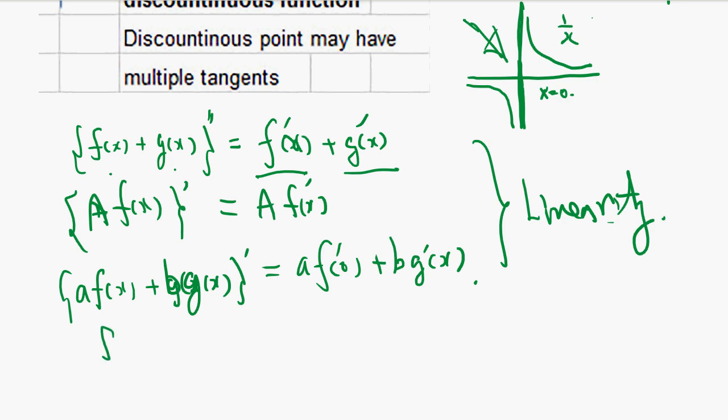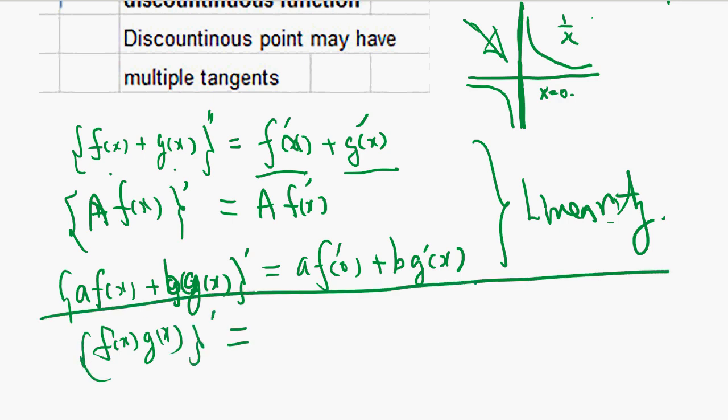Now, how about multiply? This is outside of linearity, okay? It's going to be f'(x) g(x) plus f(x) g'(x). So the derivative of each function multiplied by the original function, and you add them together.